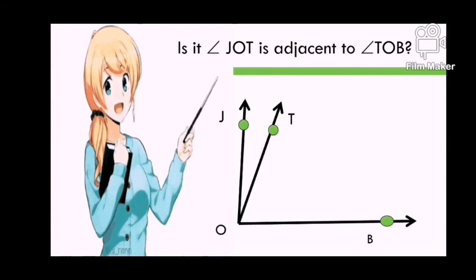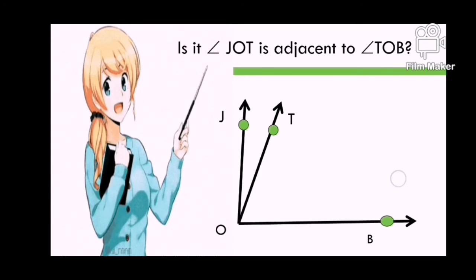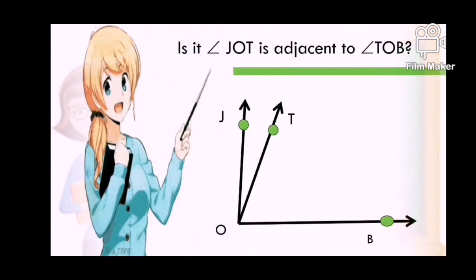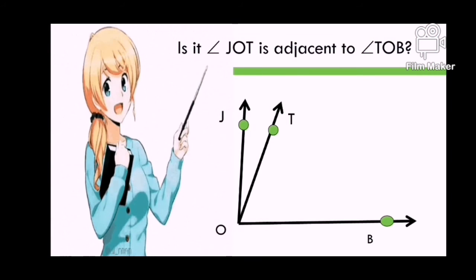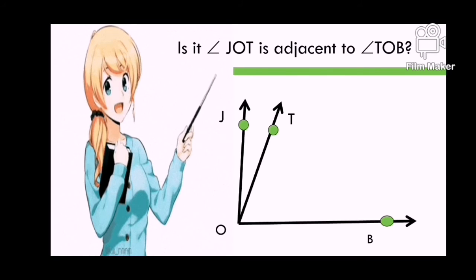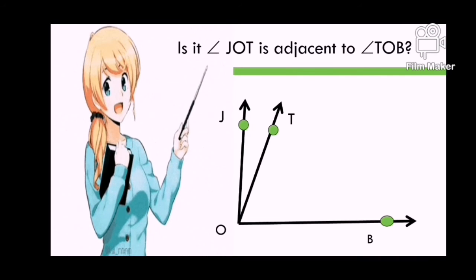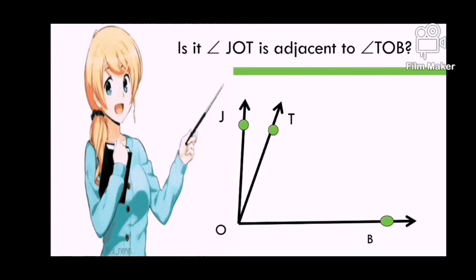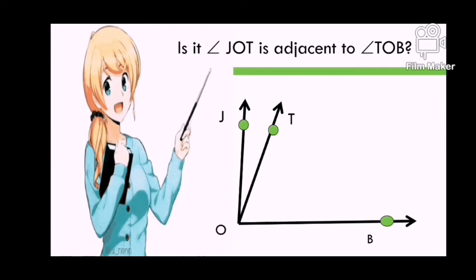Is angle JOT adjacent to angle TOB? Yes, because they have a common vertex, which is the point O, and a common side, which is the segment OT.